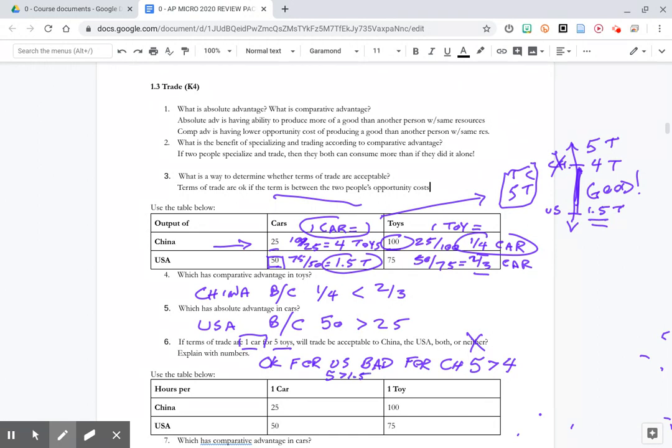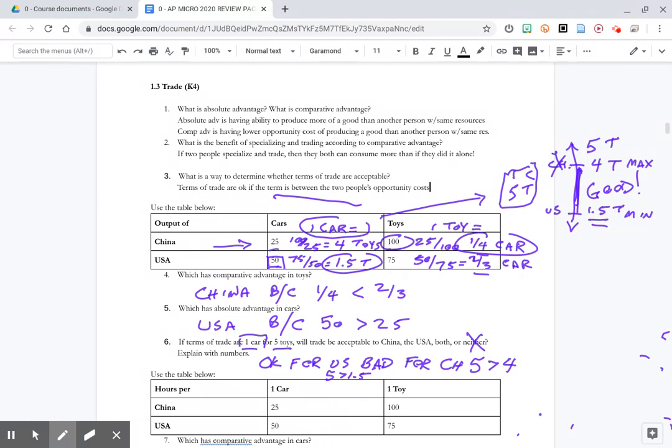And I know that sounds a little bit like, well, how does that explain anything? Well, here's why. The United States is making the cars. So for them, if they can get 5 toys, that's great. It's above their minimum price. So anything below 1.5 would be bad for the United States. But anything above it, they're good because they're the ones selling this item. So they want to get as many toys as possible. Now, for China, this is their maximum price they're willing to pay. So for them, 5 is bigger than 4. That goes above their maximum price, so that's why it's bad for them.